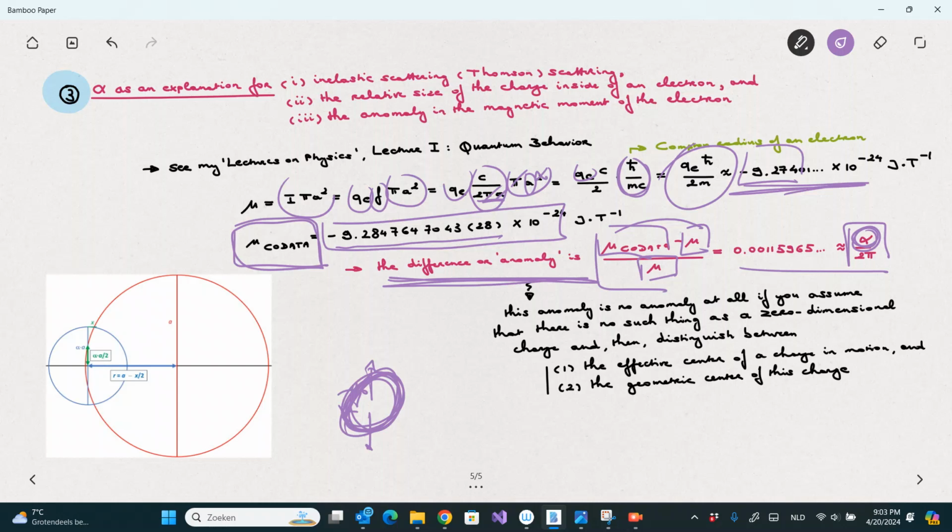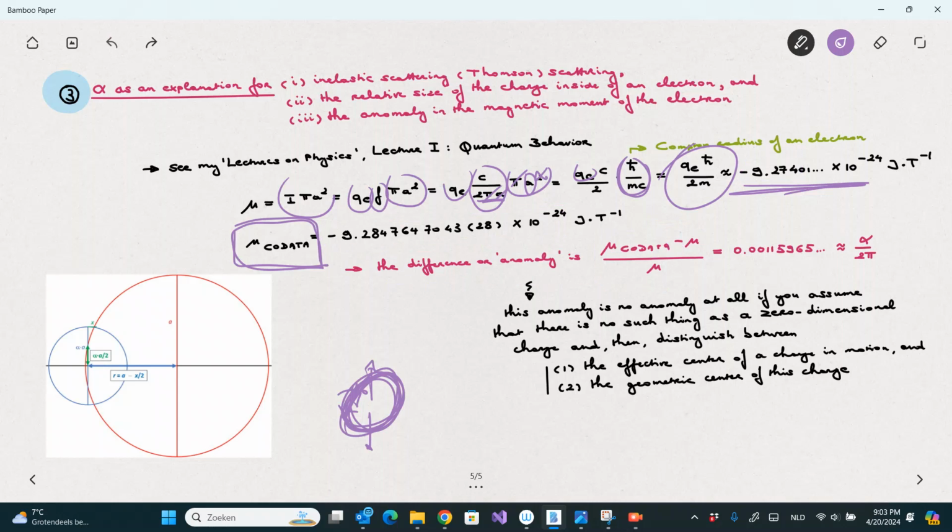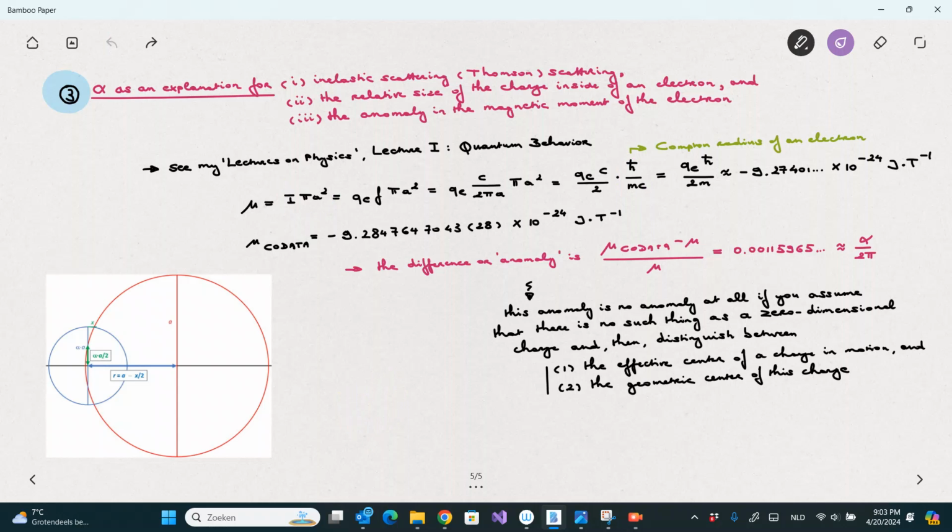But yeah, again, here this alpha, this fine structure constant, and all the mysteries about, wow, where does that come from, or God's number. This anomaly is not an anomaly at all. If you do think logically and say, zero-dimensional charge cannot exist. There's no such thing as a zero-dimensional charge. No such thing as a zero-dimensional charge.